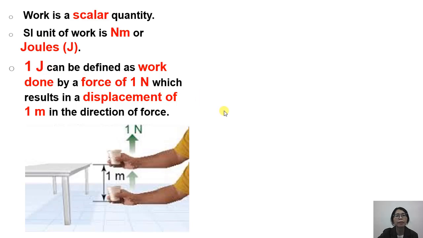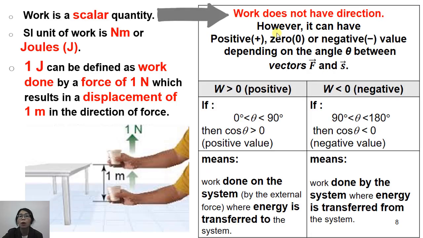So 1 joule can be defined as the work done by a force of 1 Newton, which results in a displacement of 1 meter in the direction of the force. If you apply a force of 1 Newton and the object has a displacement of 1 meter in the direction of the force, then we say the work done is equal to 1 joule. Because work is a scalar quantity, work does not have any direction.